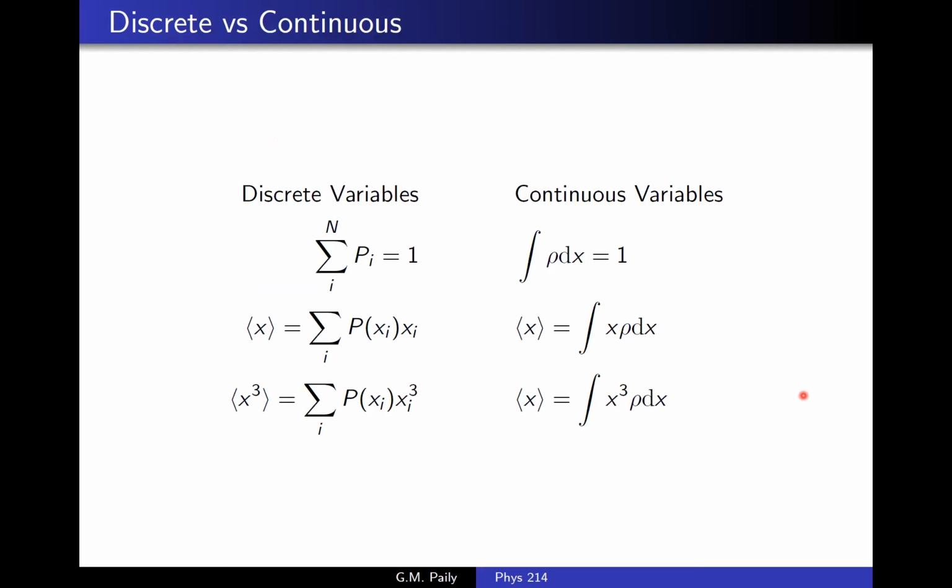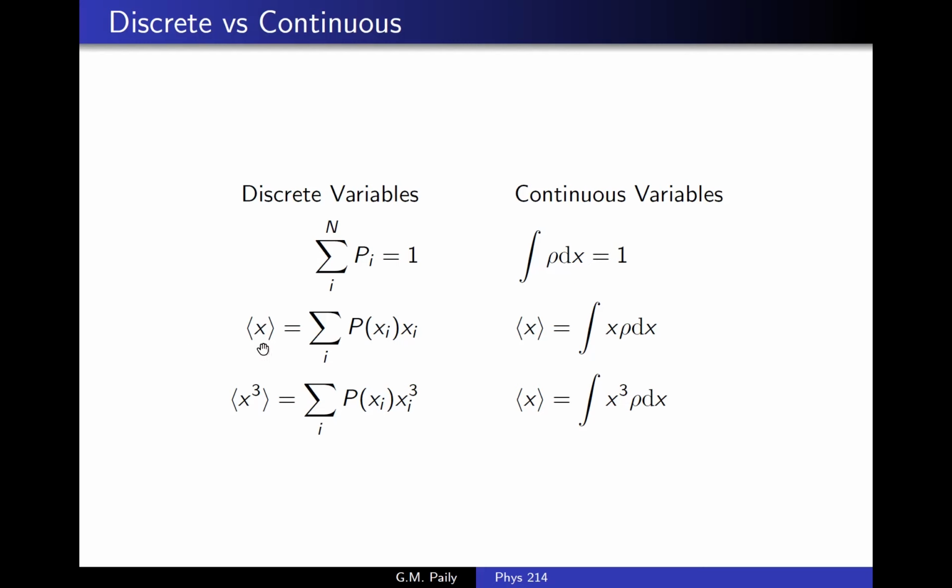So to draw a comparison between discrete variables and continuous variables in probability, for discrete variables, we need that the sum of the probabilities has to equal 1. For continuous variables, that corresponds to the integral of the probability being equal to 1. Now here I've just said dx, I'm assuming it's probability over a one-dimensional space, but we could have probability over three-dimensional space or two-dimensional space. It depends on the physical situation.